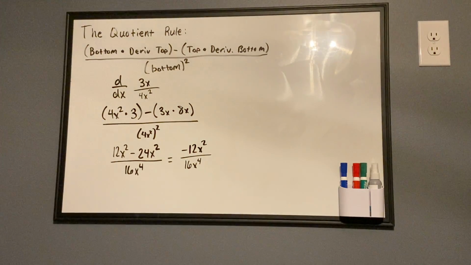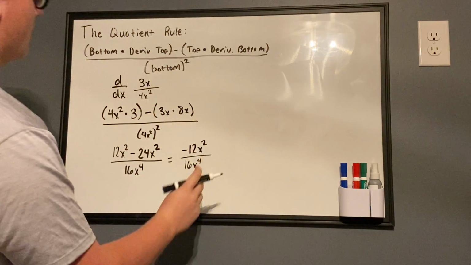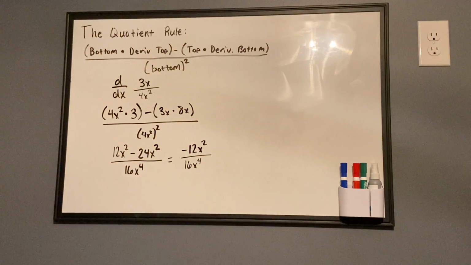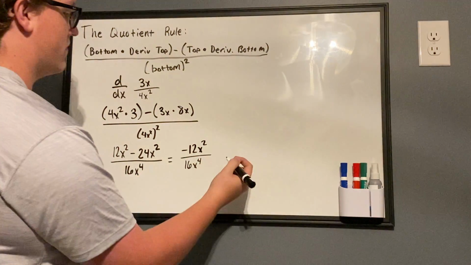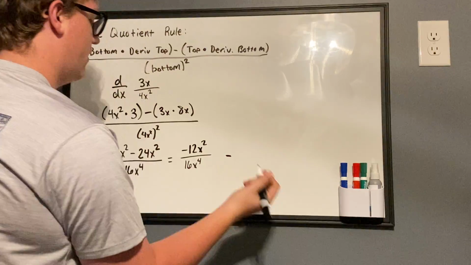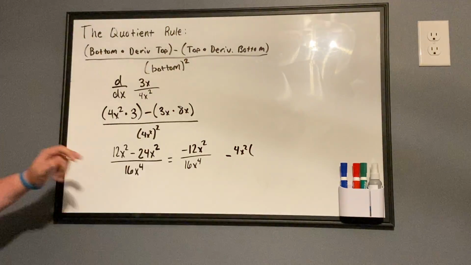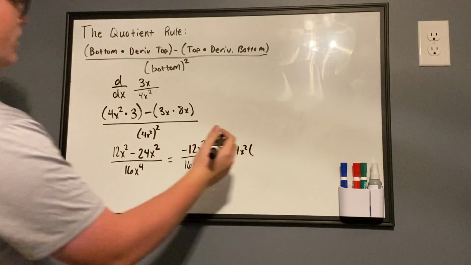Now what we can do is factor out some common terms here. The way that I like to do this is see what we can take out of the top and the bottom. We know we can take out an x squared from both because we have an x squared and an x to the 4th. And then we can also simplify these coefficients. Negative 12 over 16, both of those we can take out a positive 4. So we're going to take out a 4 and an x squared from both of them. So we have negative 4x squared times whatever's left on the inside. So we just have a 3 over here.